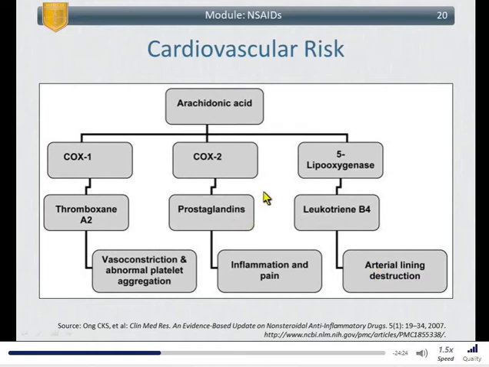This may be the mechanism behind why all anti-inflammatories increase cardiovascular risk. Because we're blocking this pathway, COX-1 and COX-2, we're driving more arachidonic acid into the lipoxygenase pathway, leading to more arterial lining destruction.